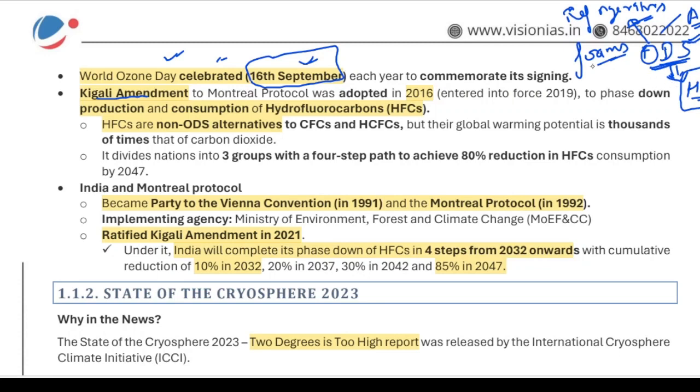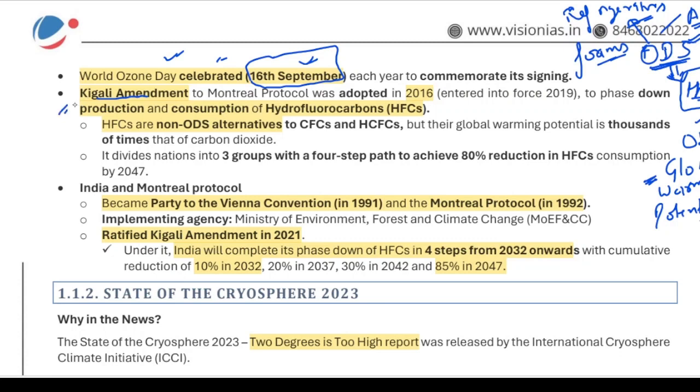Then these HFCs started to be used, but what happened? Later it was found that these HFCs are not ODS, but have global warming potential. It was later found out that these HFCs are responsible for global warming. So now the next problem arises. You have to phase this out also, because we don't want any substance which will promote global warming.